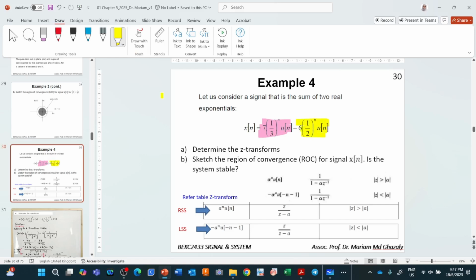Okay? So based on this, we are going to convert it directly with the Z transform table. We just look at the table directly. And then what we do is partial fractions. And then we plot the ROC. And then we convert it back to x[n], because the question asks you to get the answer in terms of x[n]. Okay? So we do it tomorrow.